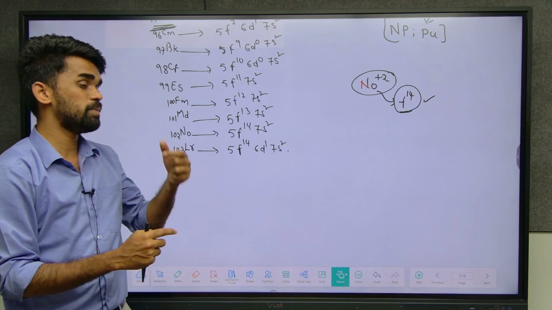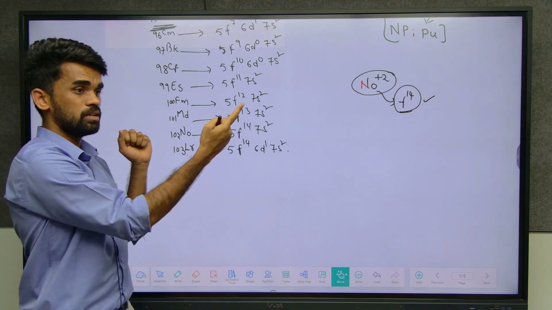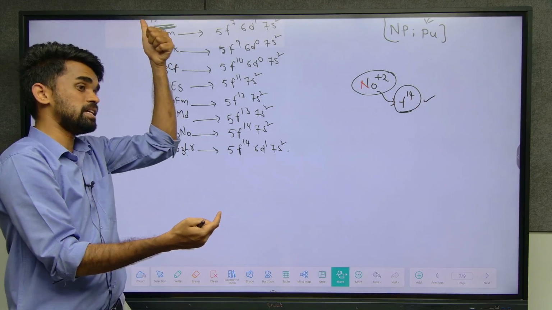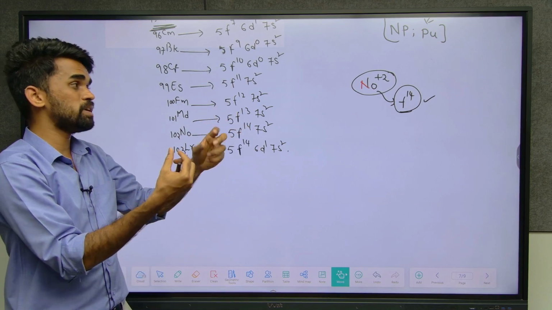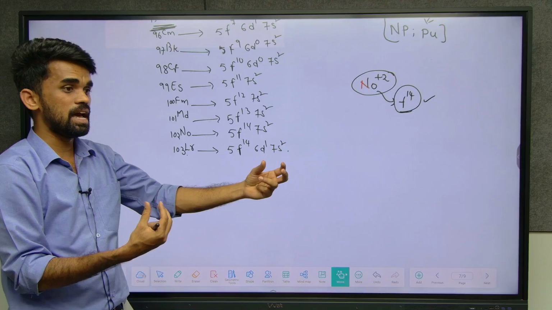Plus 3. Again, basic nature, what happens from left to right? Decreases. See, there it will be lanthanide contraction, here it will be actinide contraction. But which is more? Actinide contraction is more than lanthanide contraction.